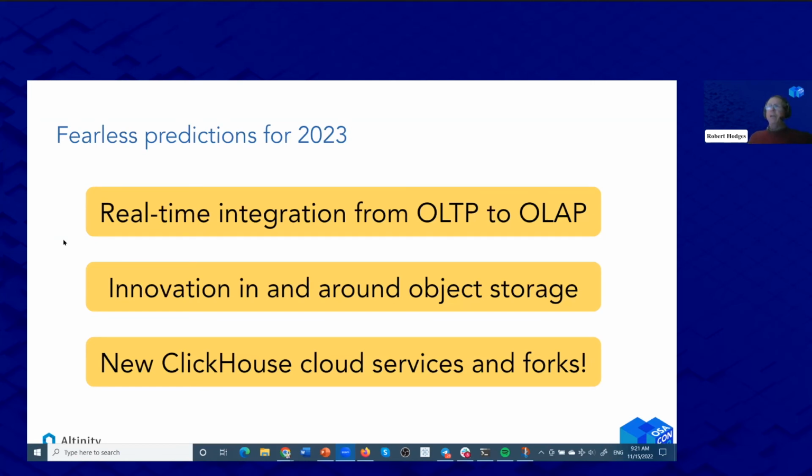The final thing is there'll be more things based on ClickHouse cloud services and forks. I think a simpler way to say this is if there's anything you can think of doing with ClickHouse, there's a pretty good chance somebody's doing it somewhere on a laptop right now. So you're going to see interesting things come out based on ClickHouse over the next year. We'll come back and look at them. So those are the predictions.